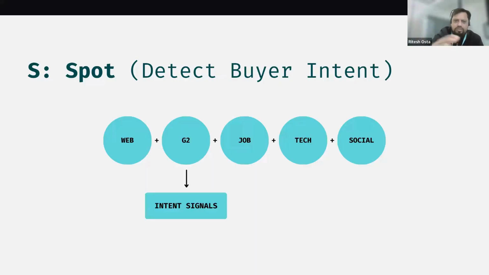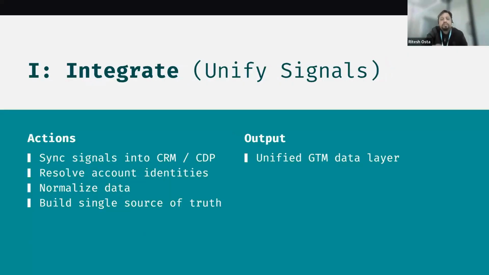So this is the first step: web, G2, job, tech, social, and many more. The second step is integrate. Unify the signals. For example, somebody posted a job, visited G2, and also visited your website. This is where the unification happens, where the signals are unified: the same company, the same people from the same company doing all of that. So you can unify the data.